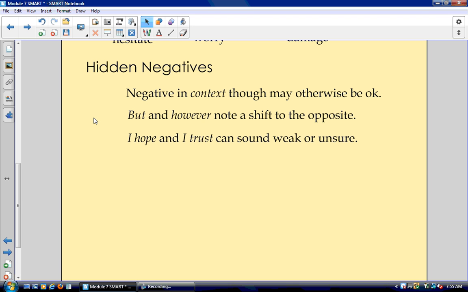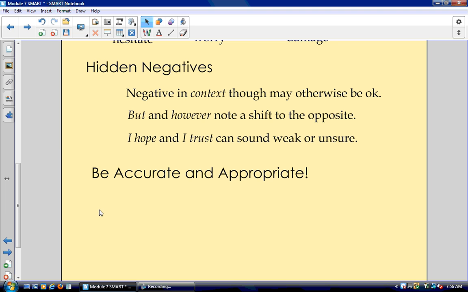Similarly, "I hope" and "I trust" can sound weak or unsure. Now, "I hope" seems like a positive, but given a specific situation, like "I hope the construction project gets back on track," that can sound really weak or unsure, and it can actually increase people's uncertainty and negativity about the situation.